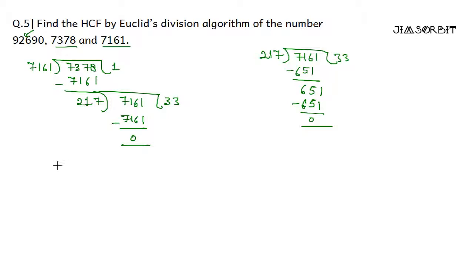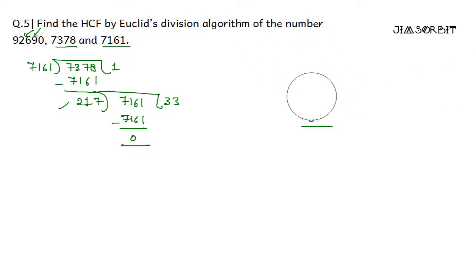This is our first SCF. Now we have to use this and this bigger one as our next step. So I'm going to erase this. I'm going to write here only. I don't want to change the page and make it confusing. So I'm going to write 217 and I'm going to use this with my 92690. Let us do this.